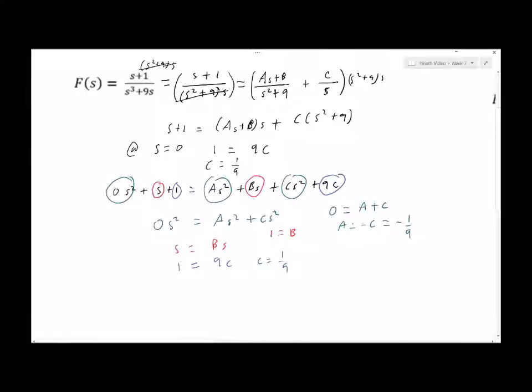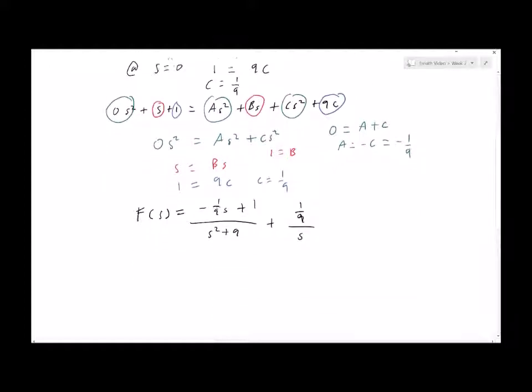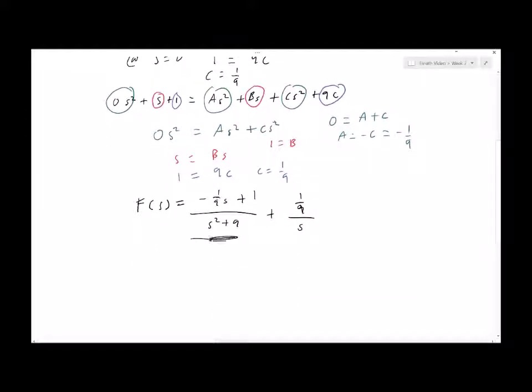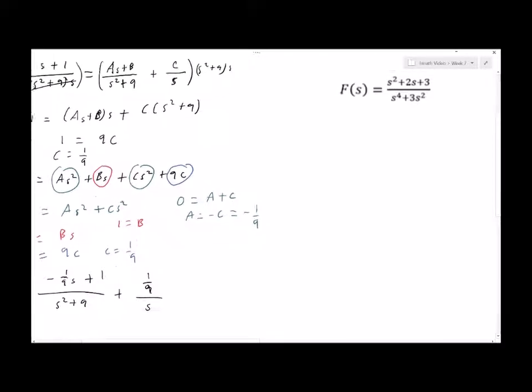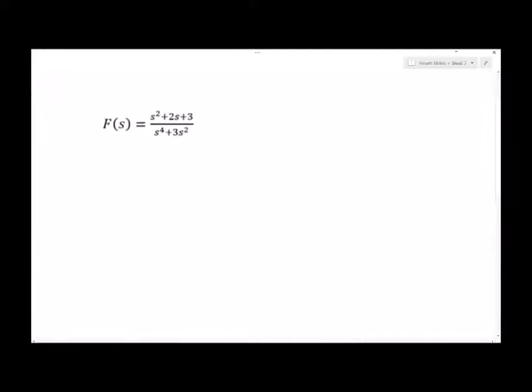So F of s is going to be negative 1/9 s plus b, which is 1, over s squared plus 9, plus c, which is 1/9, over s. And if you know, this is just going to be a cosine and a sine term over here, and this is just going to be a normal term when we do the inverse Laplace. That's what we covered last time. So that's how you do that.